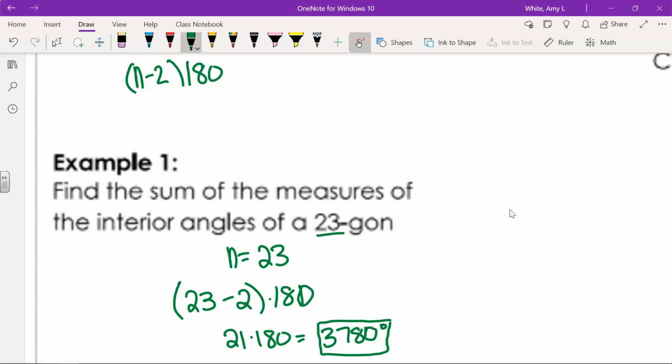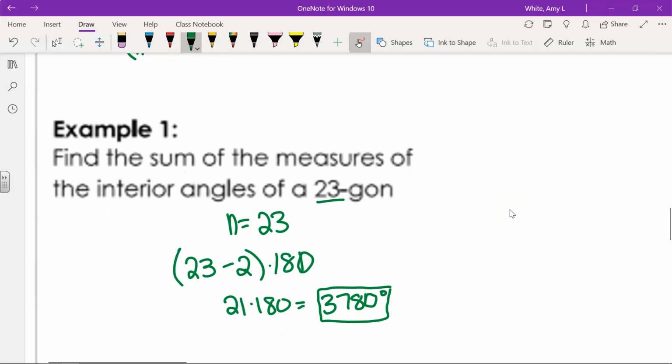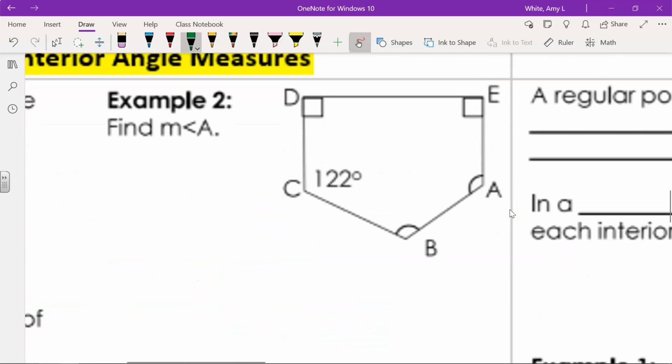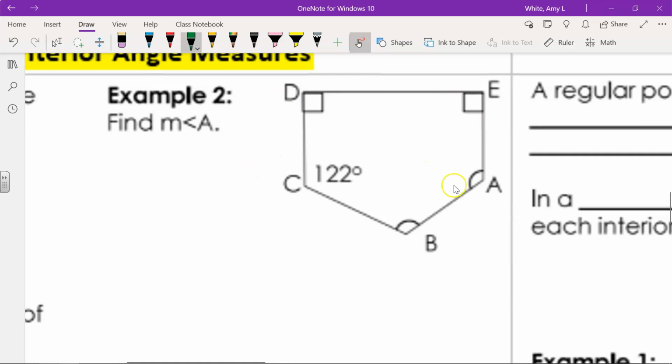Now we can also use this to solve additional problems. In example 2, they give us a figure and they ask us specifically for the measure of angle A. The first thing I'm going to notice in this problem is what type of polygon they have given me. They have given me a polygon with 1, 2, 3, 4, 5 sides. So I know n equals 5. I have a pentagon. I know that these two angles are 90 degrees.